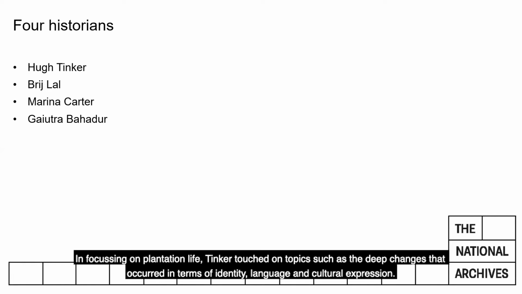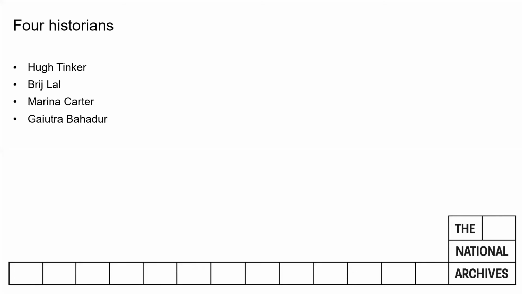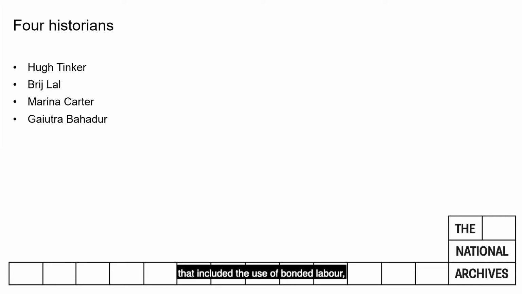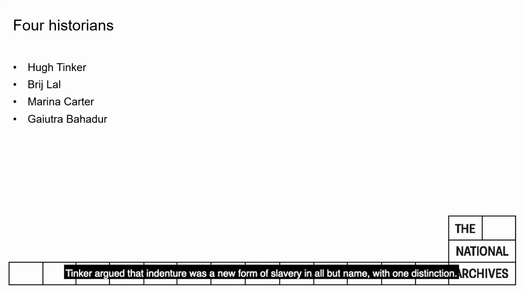In focusing on plantation life, Tinker touched on topics such as the deep changes that occurred in terms of identity, language, and cultural expression. His research argued that the system of indenture was a continuation of an oppressive system that included the use of bonded labor and a punitive and harsh regime of discipline. Tinker argued that indenture was a new form of slavery in all but name, with one distinction. Indenture was temporary servitude as opposed to permanent.